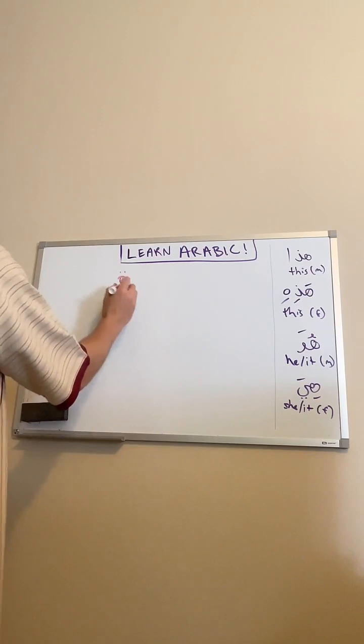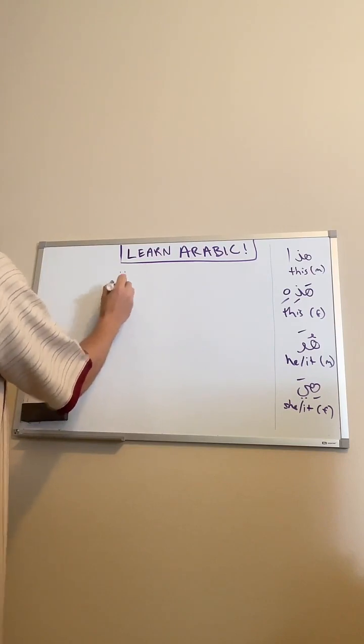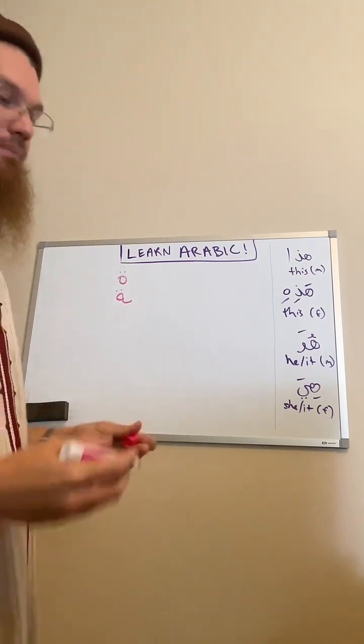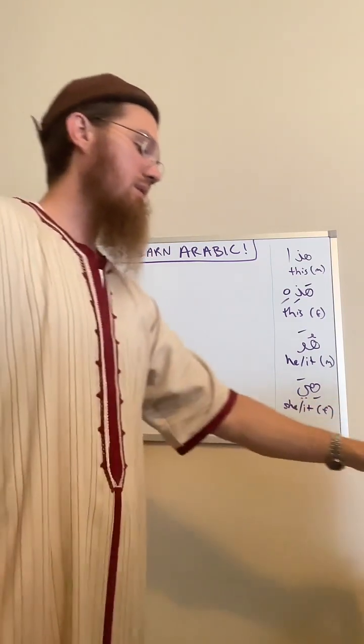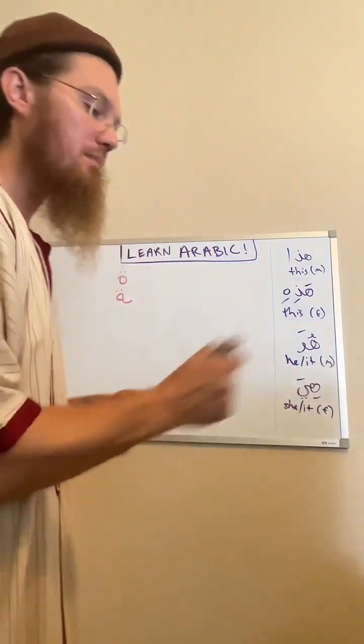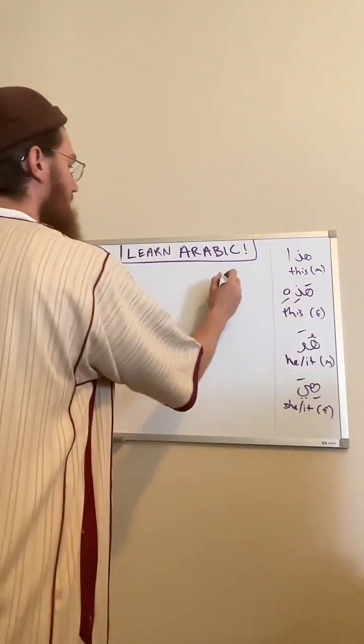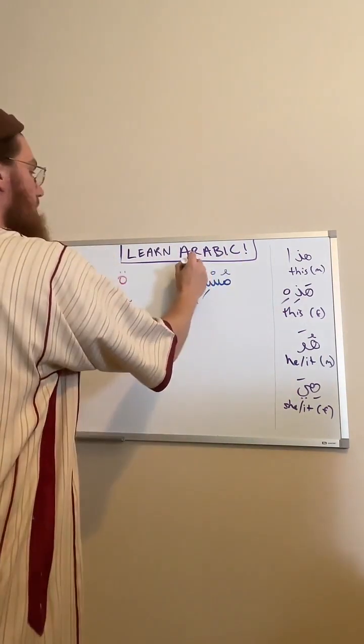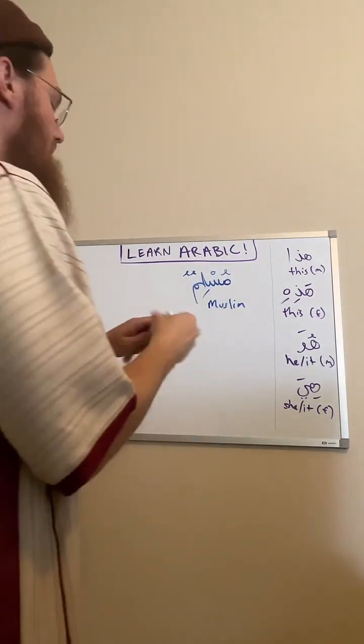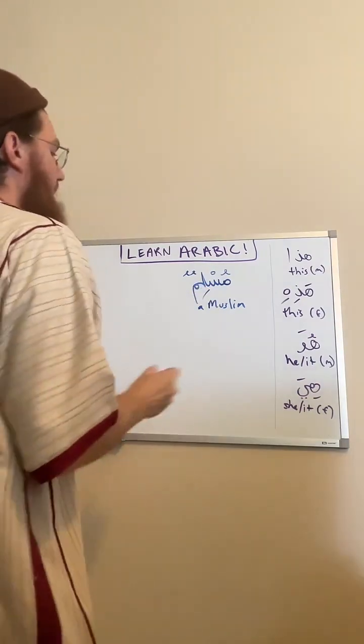Okay, sometimes it looks like that. If it connects to the letter after, it looks like that. This is called a ta marbuta. Okay, so to show you, let's use the example of Muslim. Muslimun. It means a Muslim, right? A Muslim. It's the masculine form.